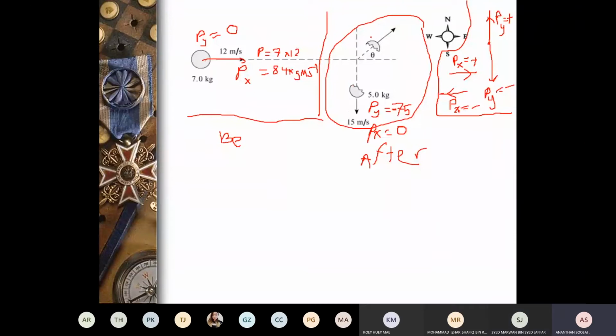Now the culprit is the one moving diagonally. Let's call this velocity v, making an angle of theta. When the object suddenly breaks into two, this one moves diagonally, so it has a certain angle and velocity. Can you find the horizontal component of that momentum?